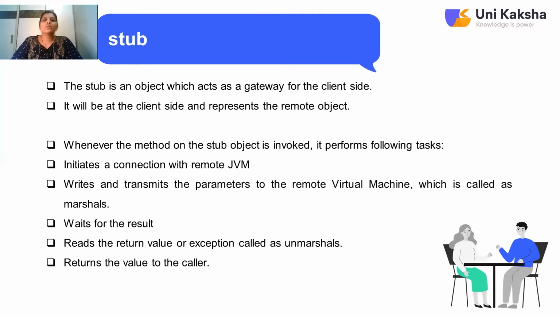So marshal means what? If you are writing and transmitting the parameters to the remote virtual machine, that is the remote JVM, then it is called a marshal. And when you are reading the return value or exception, then it is considered as an unmarshal. Then finally it will return the value to the caller. So this is all about the stub.